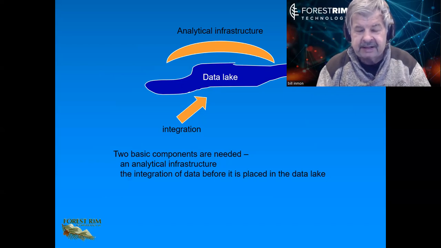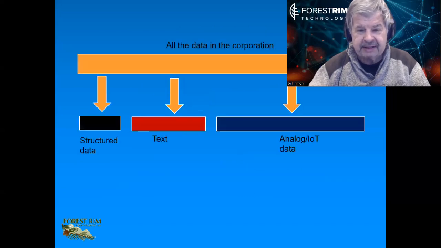Then the second thing we have to do is make sure that the data that we put into the data lake is integrated data. Now, we're going to talk about what we mean by integration, but we don't just take data and throw it into the data lake. We integrate it before we put it in there. And when we put the analytical infrastructure on, and when we integrate our data, we turn our data into a data lakehouse. So this is the high-level view of what's needed to turn your data lake into an asset.